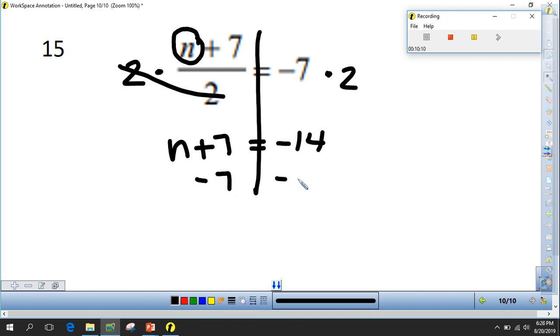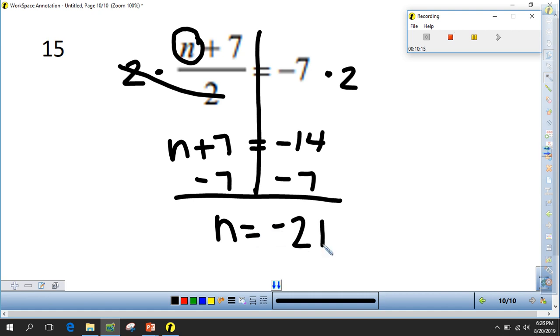I'm going to subtract the 7 from both sides. That leaves me with n is equal to negative 21, because a negative minus a negative is increasing on that negative side.